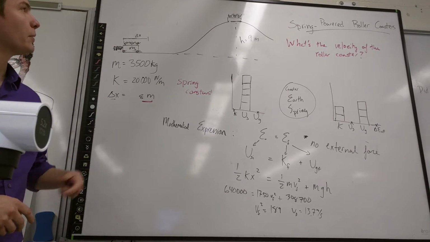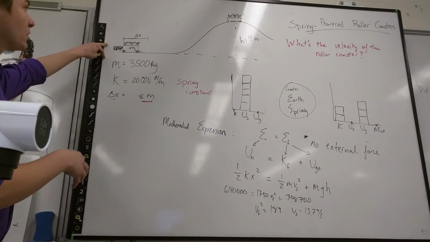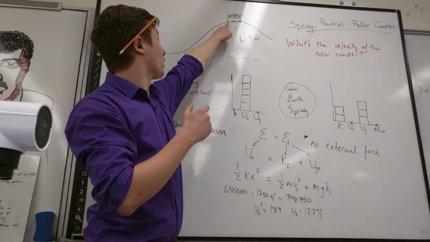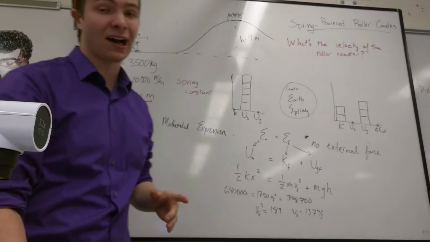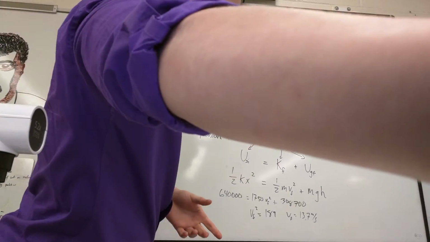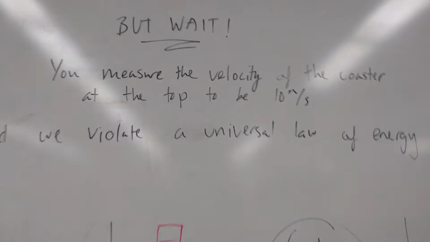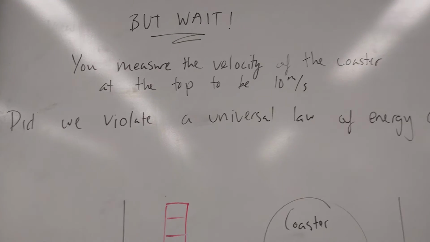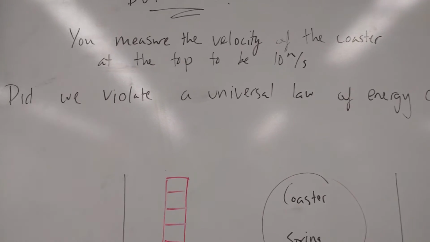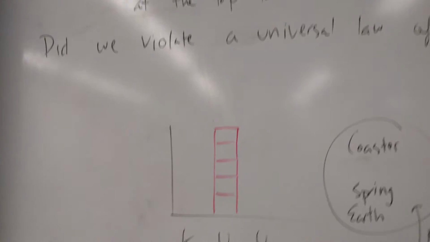Now let's suppose that we actually do this, like we see this situation and we use a radar gun to measure the velocity of the roller coaster at the very top, and we don't see 13.7 meters per second as the velocity of the roller coaster. Did we violate the laws of physics? Well, not really. So we've measured a velocity of the coaster to be 10 meters per second. We need to check our assumptions.